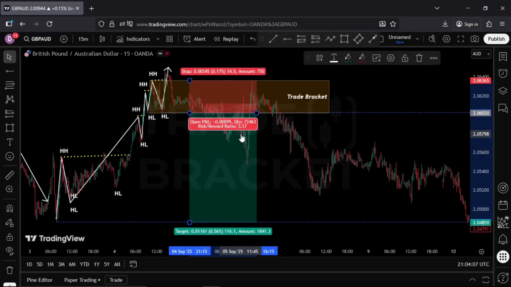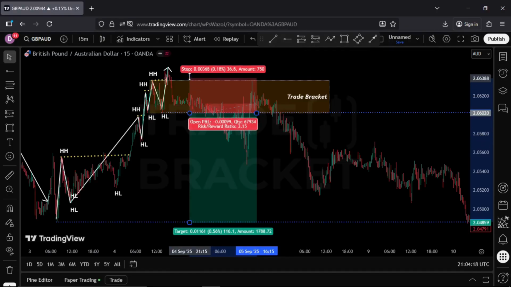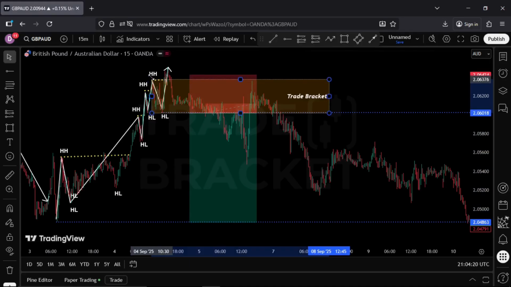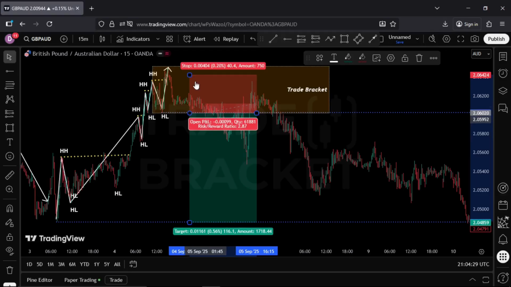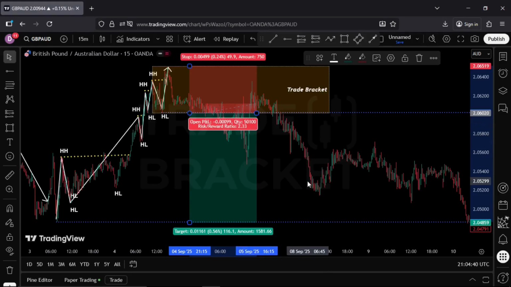As you can see right here, if I took this trade it is a 1 to 3.37. But watch if I adjust my trade bracket to the highest point price reached. This will be our stop loss, and we will maintain our entry at that point. Let me drag it all the way up right here. As you can see, the risk to reward went down. Right now it's a 1 to 2.33.